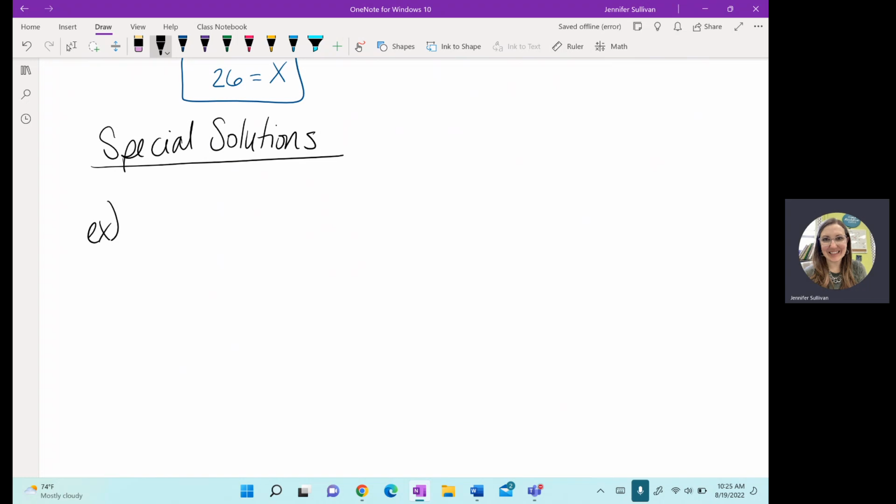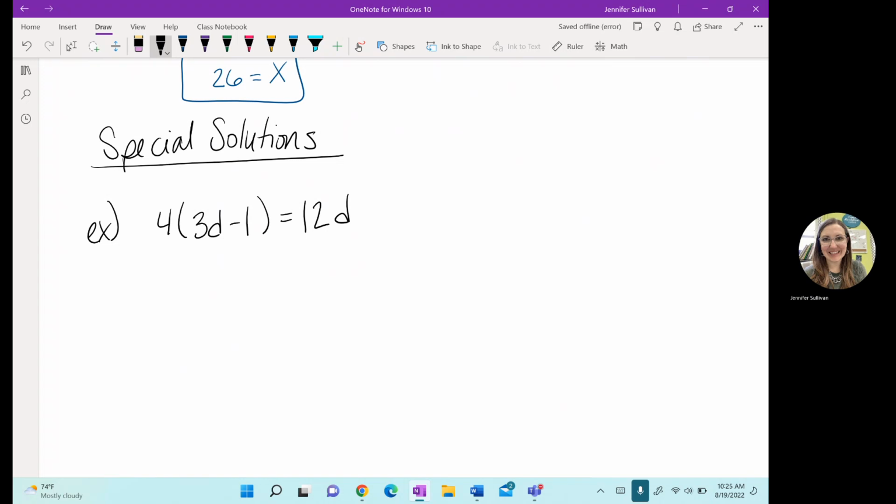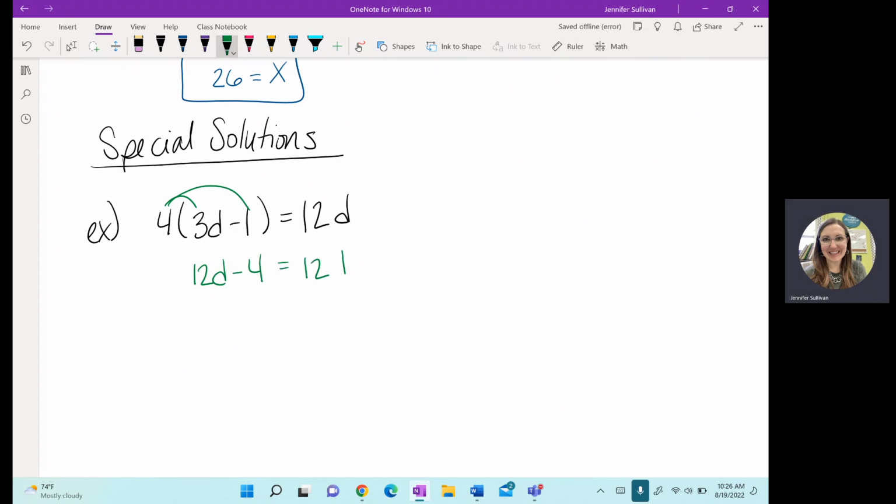Let's take a look at this example and let's see what happens. If I have 4 times 3d minus 1 equals 12d, I don't know when I look at this problem necessarily that it's going to have a special solution. That shows up as I start to work out the problem. So I start off my steps the same way. Get rid of the parentheses by multiplying by the number in front. Distribute that in. So we have 12d minus 4 equals 12d.